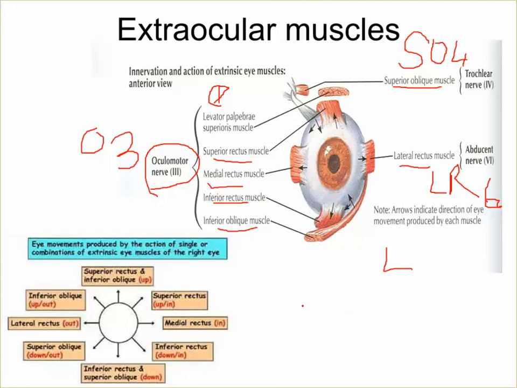Now coming to the actions, the superior rectus will help in movement above. So that is upward movement along with the inferior oblique. So it is the superior rectus plus the inferior oblique which is going to help you in upward movement.